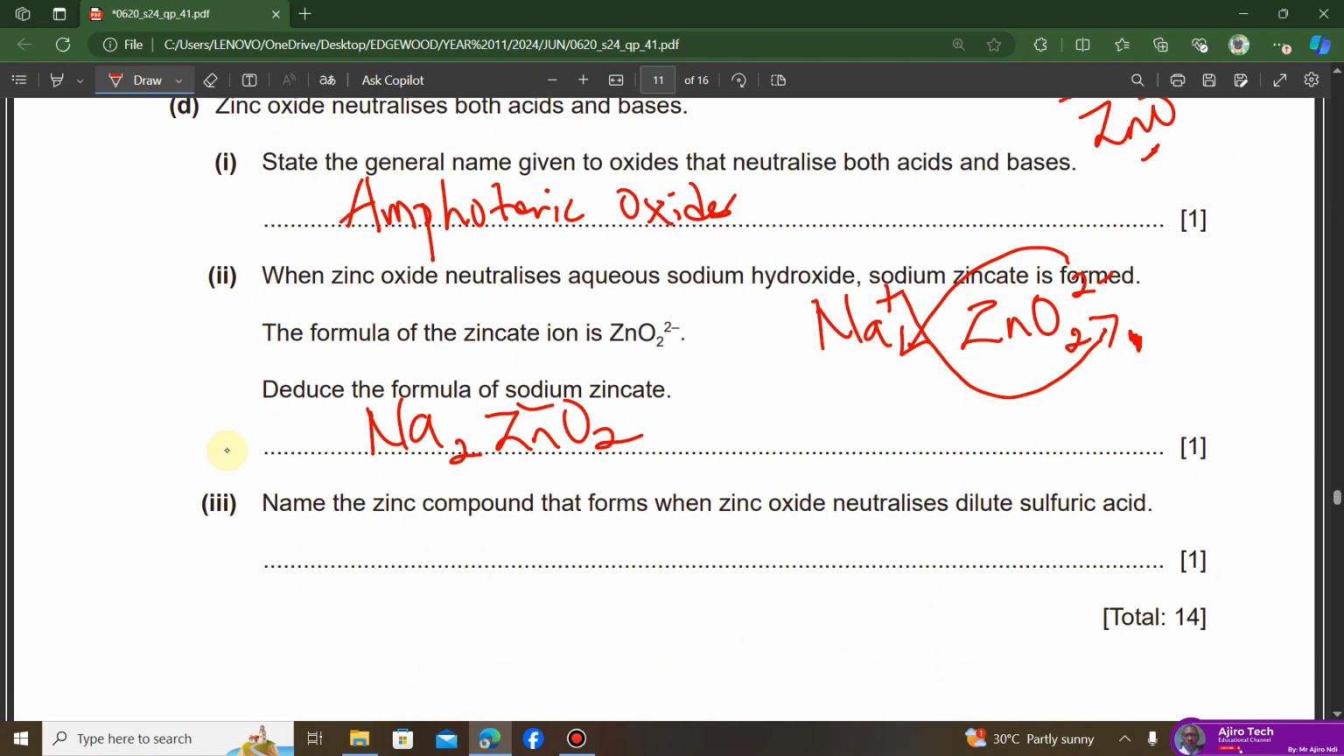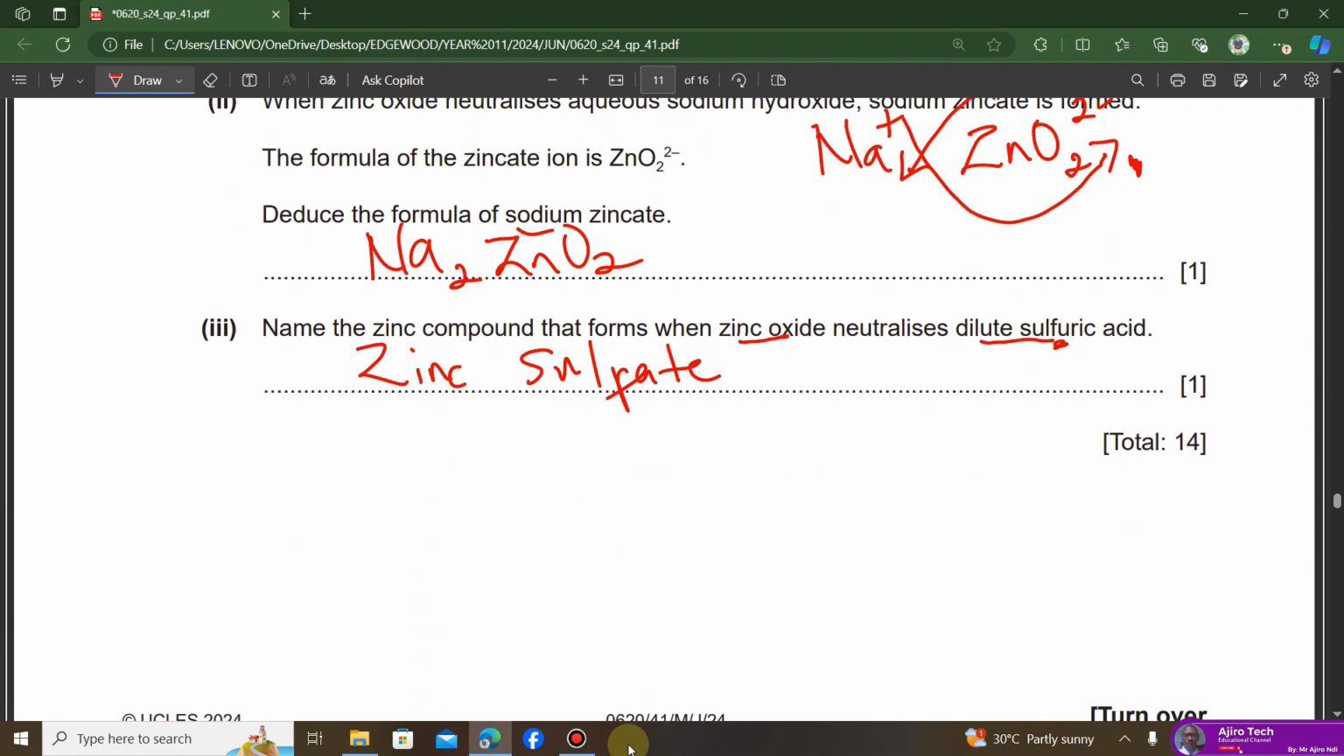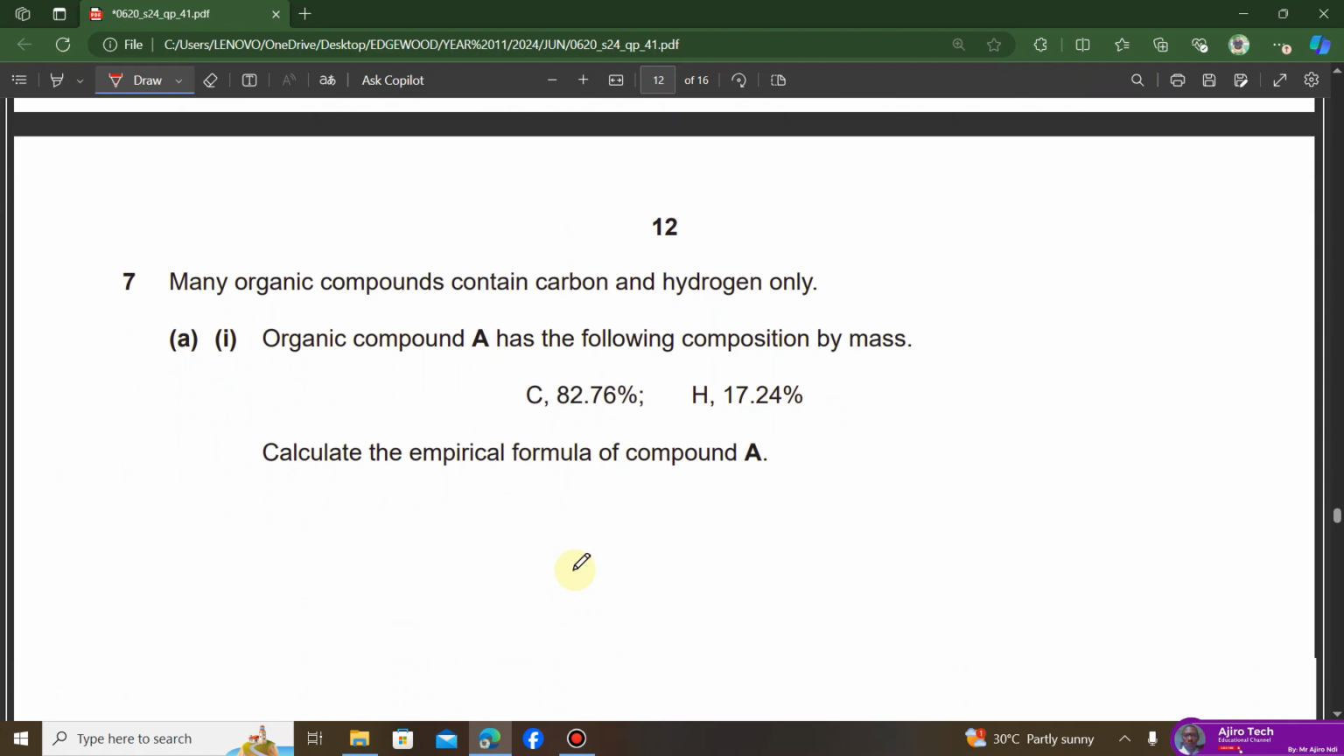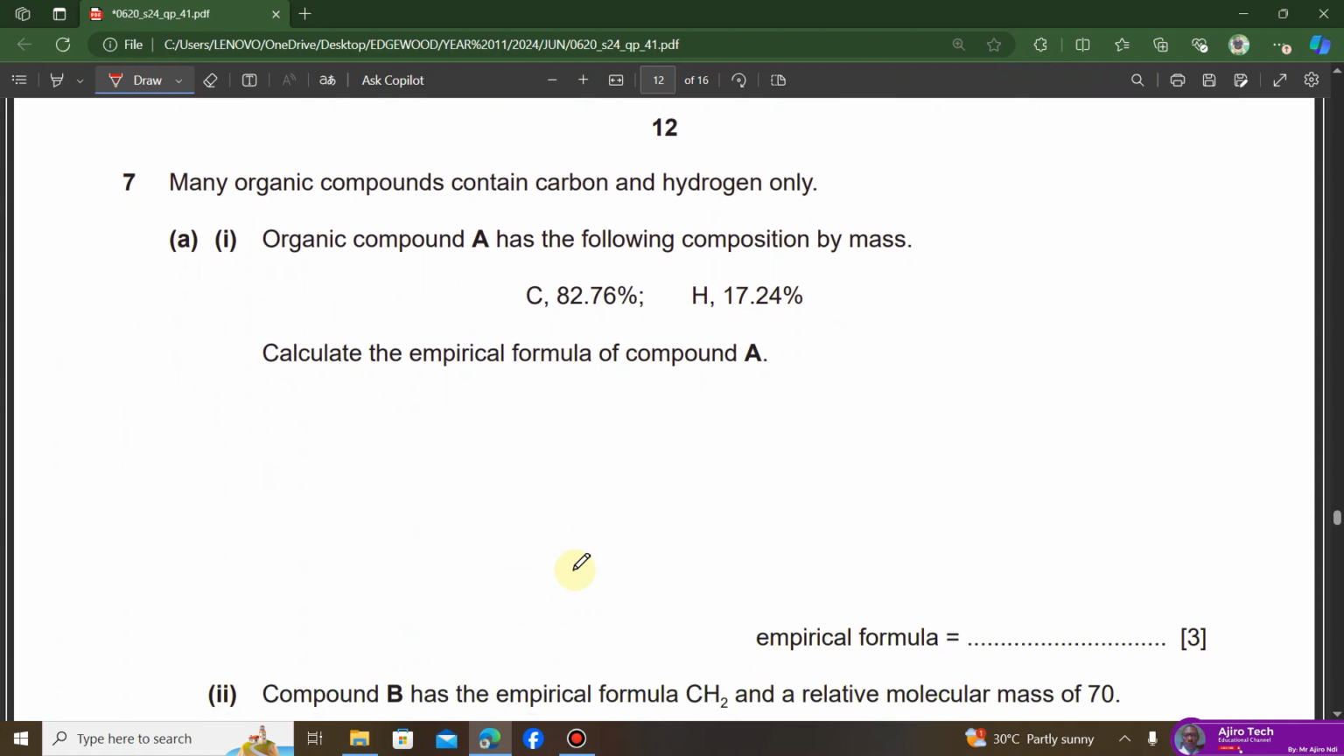Name the zinc compound that forms when zinc oxide neutralizes dilute sulfuric acid. When you have zinc oxide reacting with sulfuric acid, you're going to form a salt and water. Since you are dealing with sulfuric acid, you're going to form a salt that contains the sulfate. So it's going to be zinc sulfate, due to the sulfuric acid composition. I think we're getting to the end of this paper.